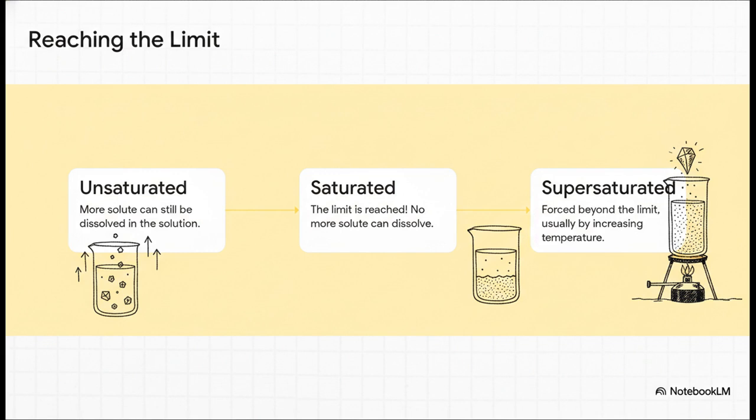You can stir all you want, but you'll just see crystals at the bottom. The solution is now saturated. It's full. But there's a cool trick. If you heat it up, sometimes you can force even more sugar to dissolve, creating a really unstable, supersaturated solution.